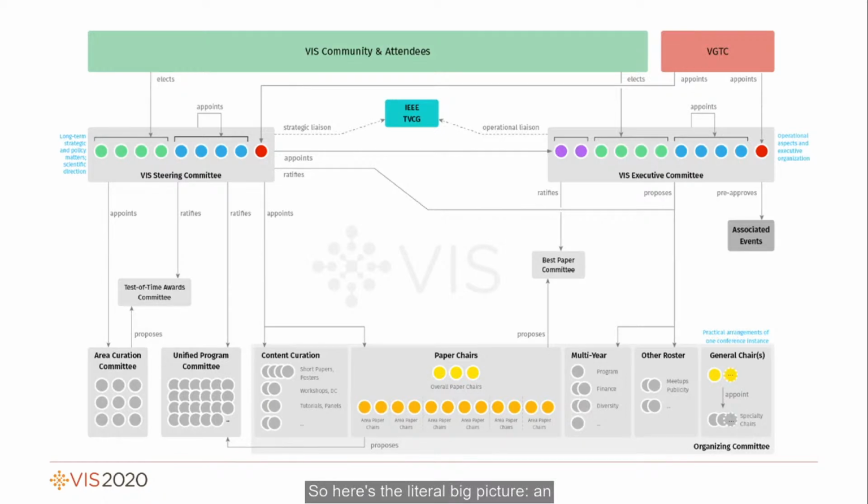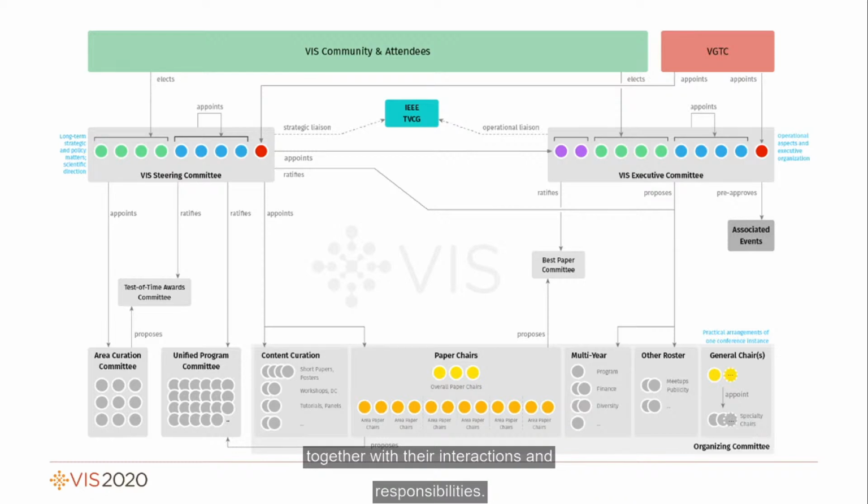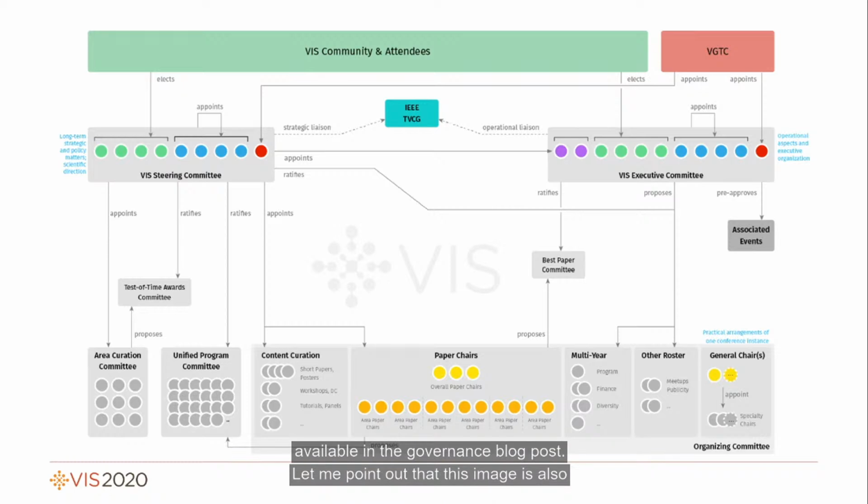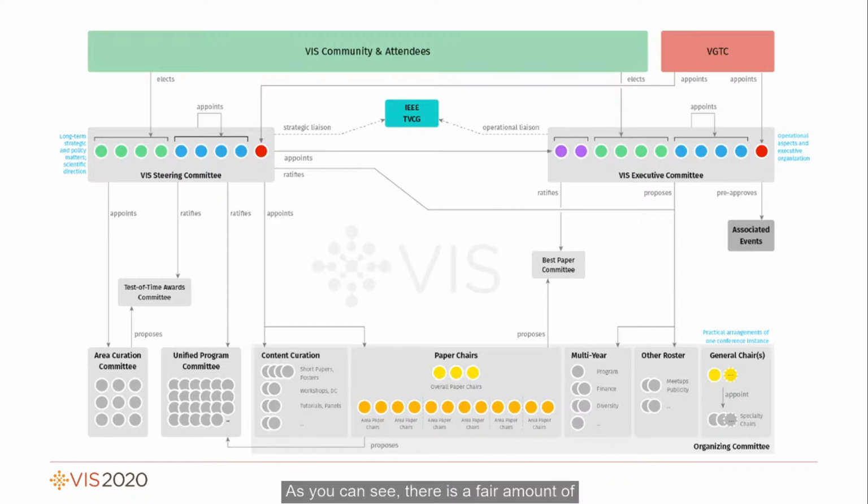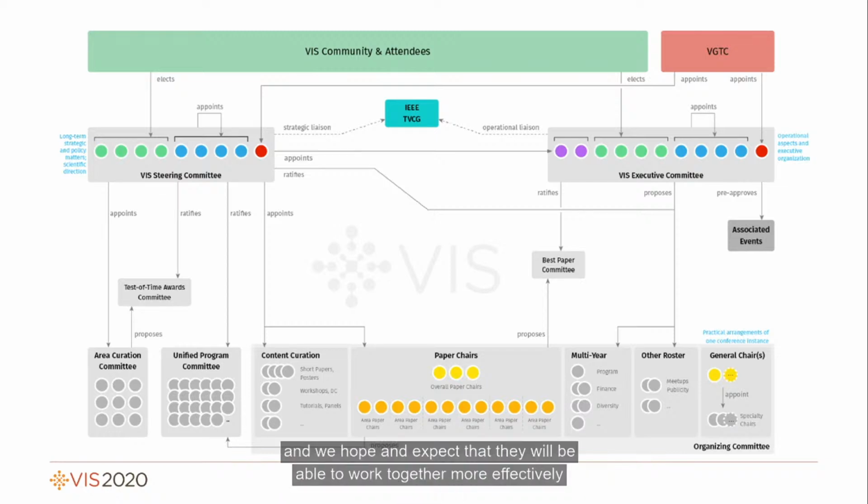So here's the literal big picture, an overview of the different bodies of the VIS governance in one chart, together with their interactions and responsibilities. Let me point out that this image is also available in the governance blog post. As you can see, there is a fair amount of people involved in making the conference happen, and we hope and expect that they will be able to work together more effectively in this new structure.